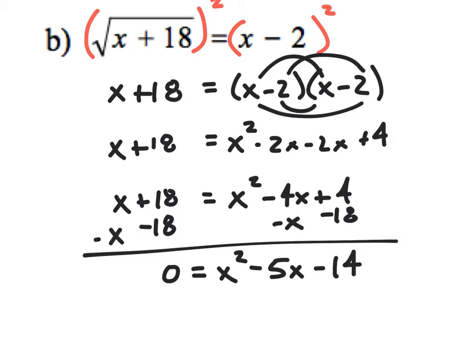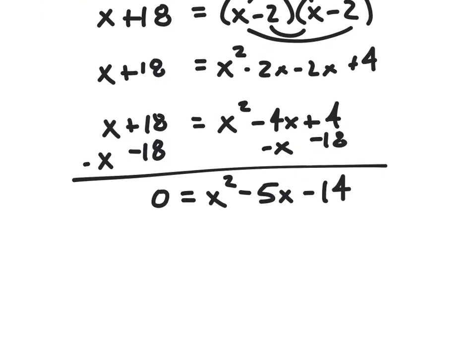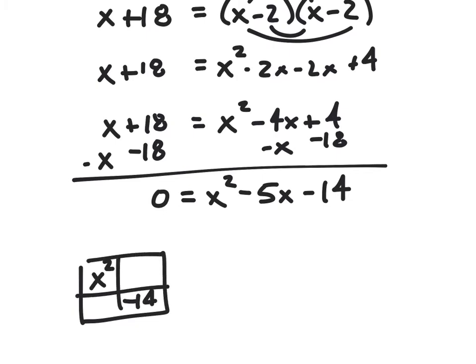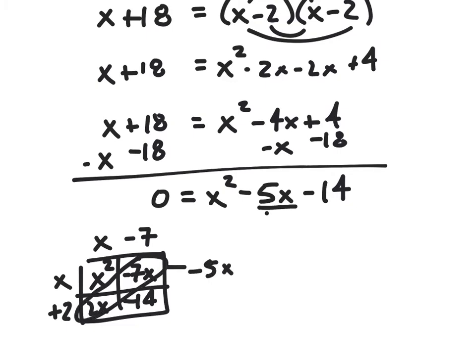And this I need to solve for x. When I factor this, I'm going to use the box method. So I've got x squared and negative 14, so I've got x and x. All those things we learned in chapter 5, we've got to come back to. And then two numbers that are going to multiply to negative 14 but add to negative 5. So I'm going to do negative 7 and positive 2. This is going to give me 2x and this is going to give me negative 7x. When I combine my like terms here, I get negative 5x, and that's what we're looking for, so we're good.